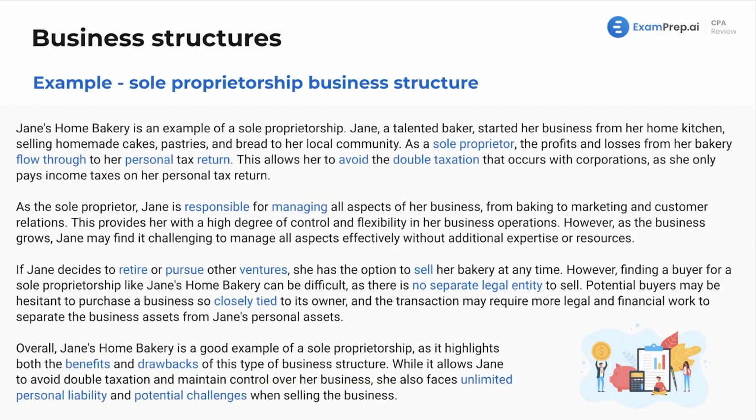Let's see a nice little example. We got a bakery. Wouldn't you know it? Kind of talking about bakeries. Definitely in the mood for something good here. Jane's Home Bakery. It's an example of a sole proprietorship.